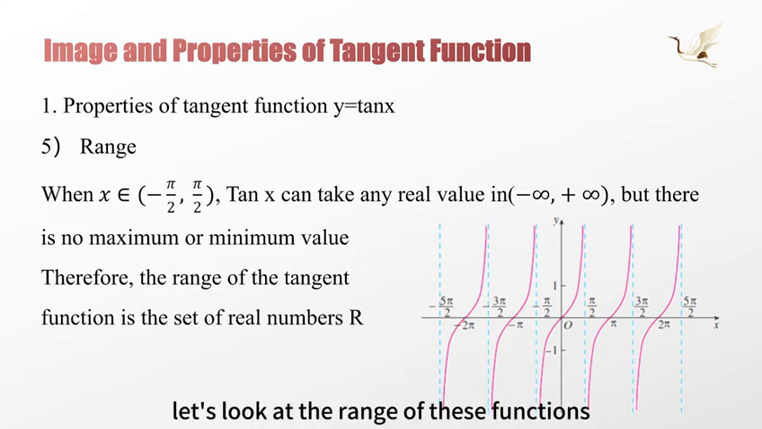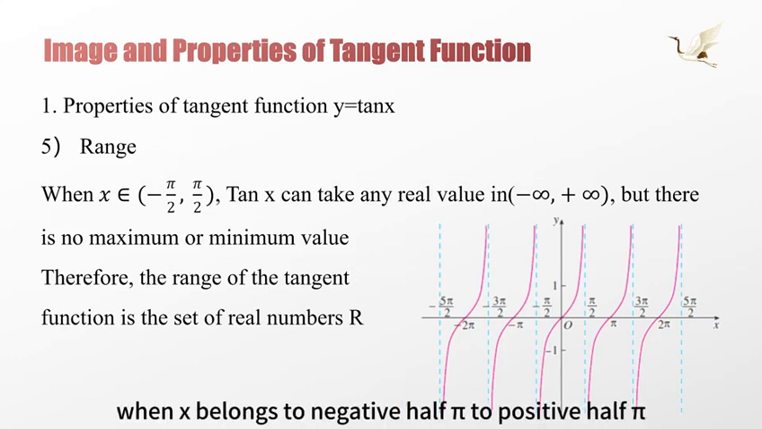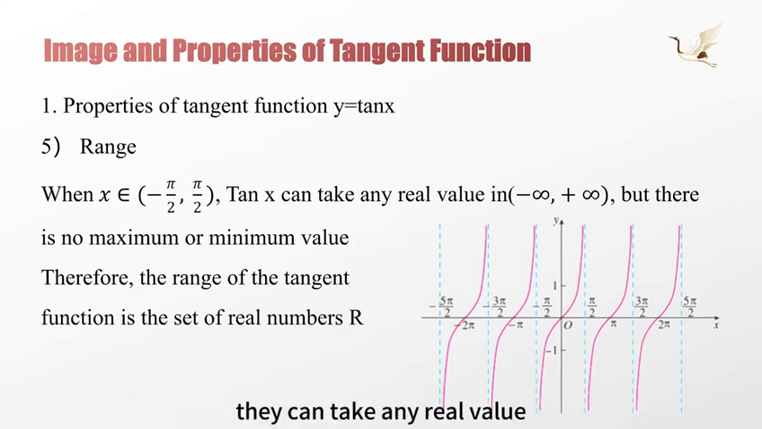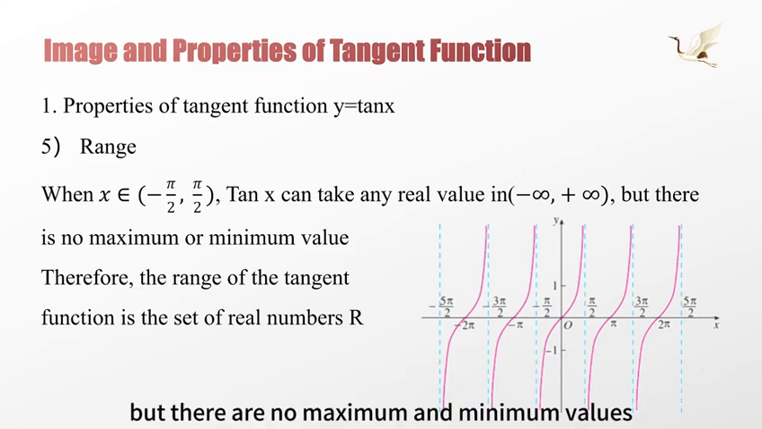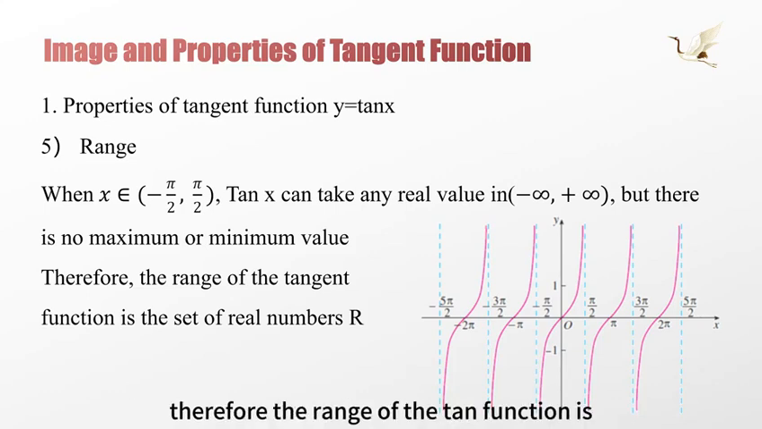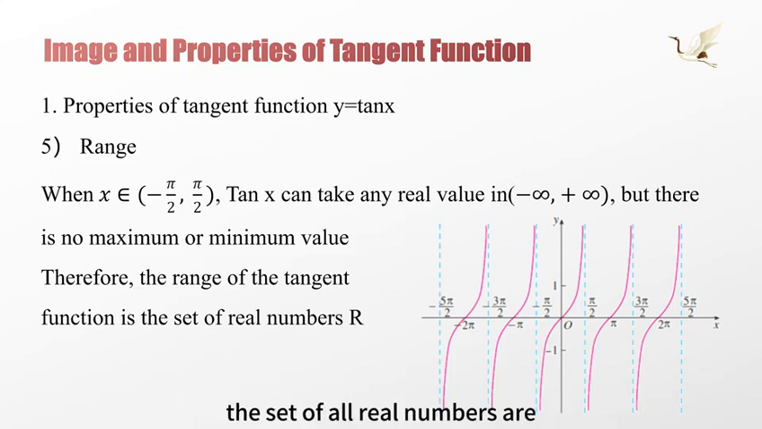Let's look at the range of this function. When x belongs to negative half pi to positive half pi, it can take any real value from negative infinity to positive infinity, but there are no maximum and minimum values. Therefore, the range of the tangent function is the set of all real numbers R.